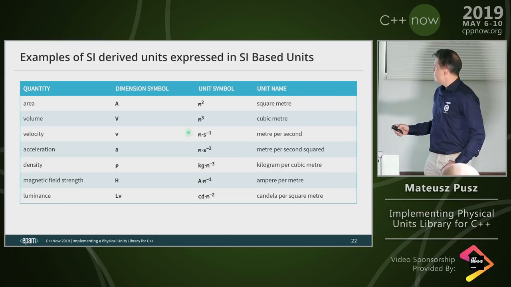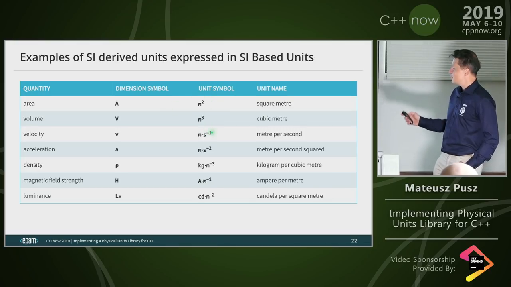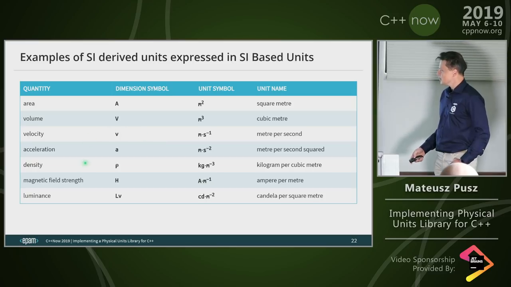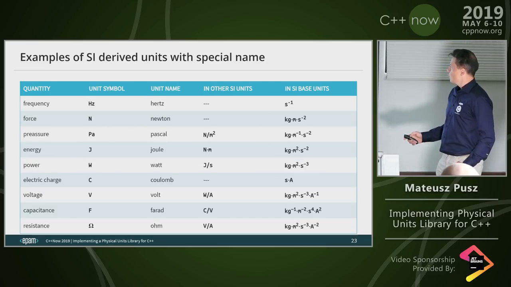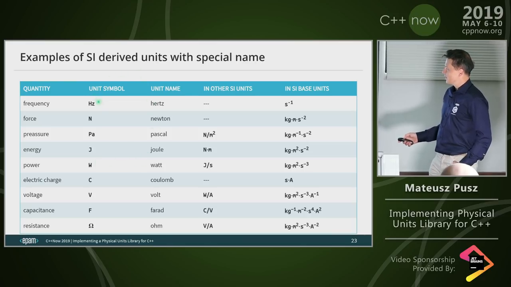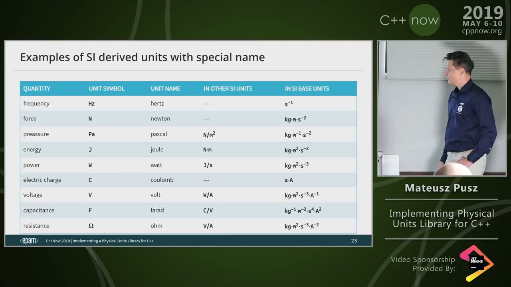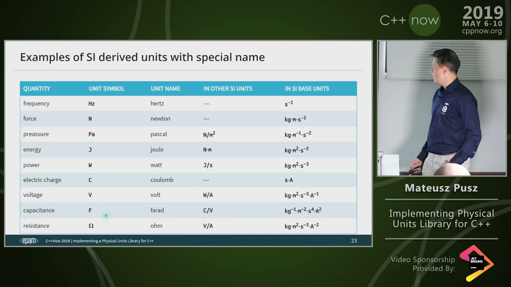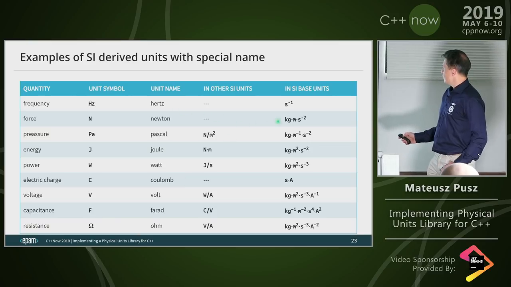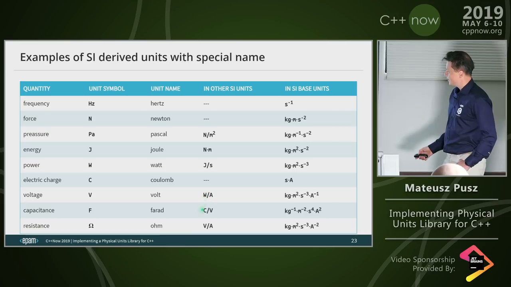We have a lot of derived units that are expressed in base units, like area, in square meters, volume, velocity, meters per second, acceleration, and many others. We also have a lot of derived units that have their own symbol, like hertz, pascal, watt, or volt, or other, ohm here. They can be expressed either in base units or in other SI units, like here.